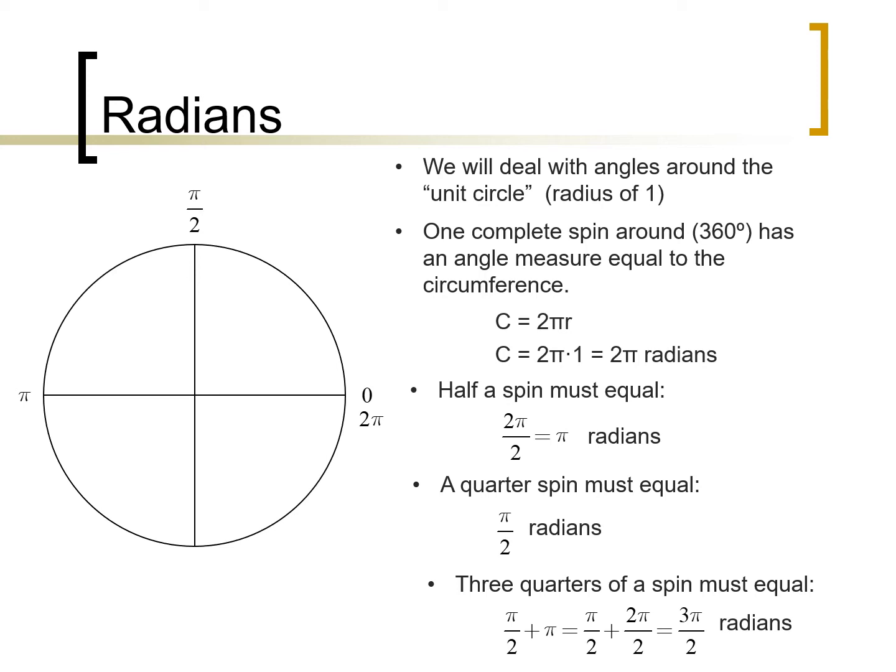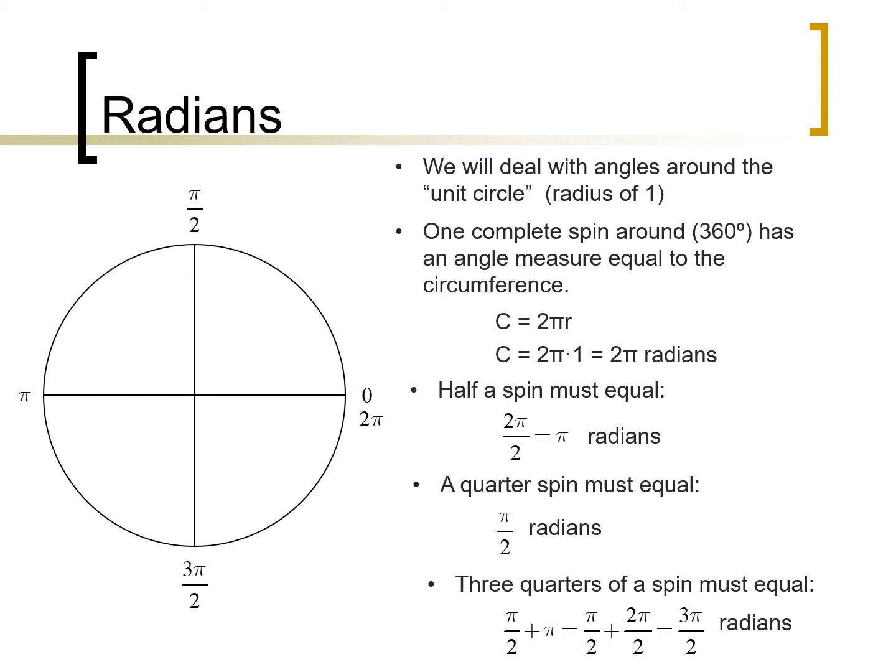To add those, I need to get a common denominator, so I'm going to turn pi into 2 pi over 2. I'm going to add those, and I'm going to get 3 pi over 2 radians. And these are probably the most important angles that we'll need to know around this unit circle in radians. 0 degrees is 0 radians. 90 degrees is pi over 2 radians. 180 degrees is pi radians. 270 degrees is 3 pi over 2 radians. And 360 degrees is 2 pi radians. And that was really our important factor that we needed to use to figure out everything else.